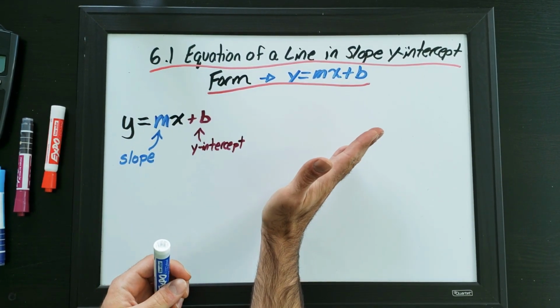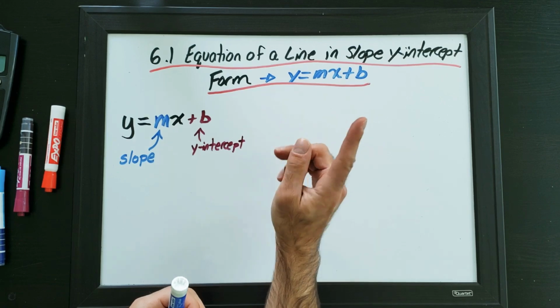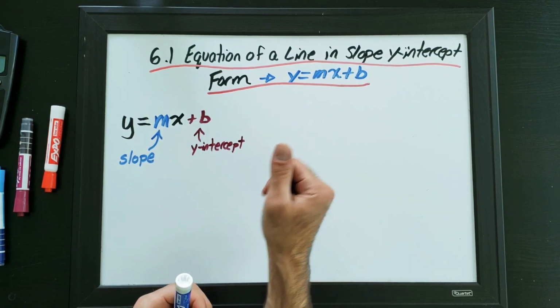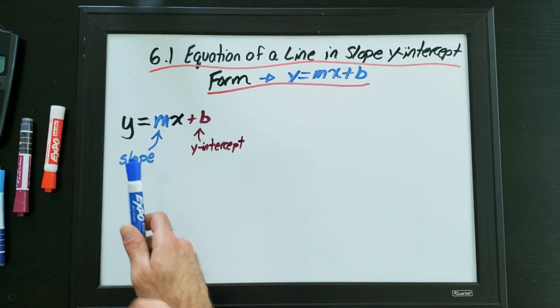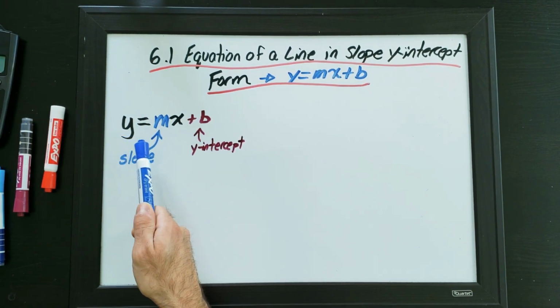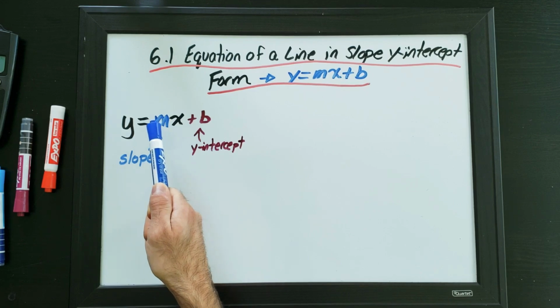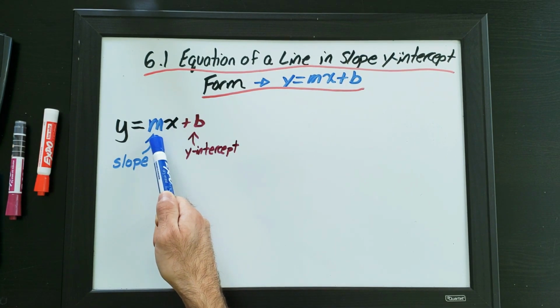Lines have many types of equations. This is one of them. It is the easiest one, in my opinion. So let's take a look at what this entails. So y equals mx plus b. The two things that we're interested in are the m and the b. We already know m is slope.